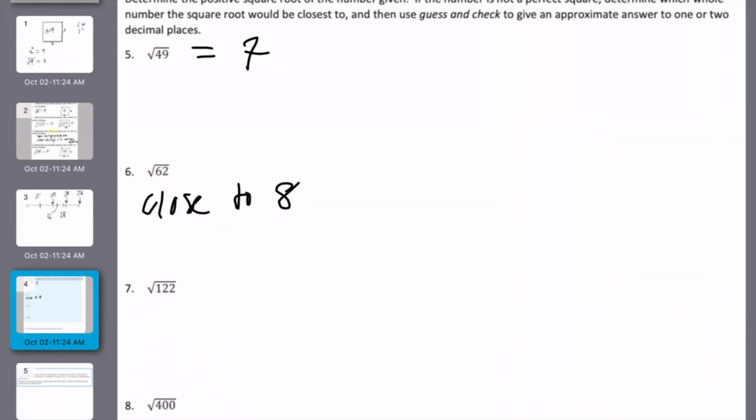So it's close to 8, and now this is just when we start checking numbers. So I'm going to try 7.9 times 7.9, and that's like 62.1. So let's try 7.8 times 7.8. Well, that's 60. So it's in between 7.8 and 7.9.